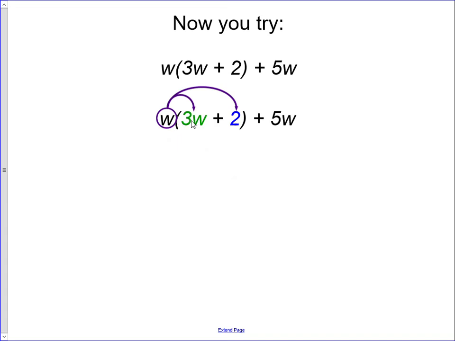So we're going to have w times 3w, which would be 3w squared. We're going to have w times a +2, which would be plus 2w. And then we just bring down what we haven't used, because I'm not going to multiply w times this since it's not inside of the parentheses. Now it's just a matter of combining like terms. The only thing we can combine here is the 2w with the 5w, and that will leave us with 7w. Bring down the 3w squared, so we have 3w squared plus 7w.